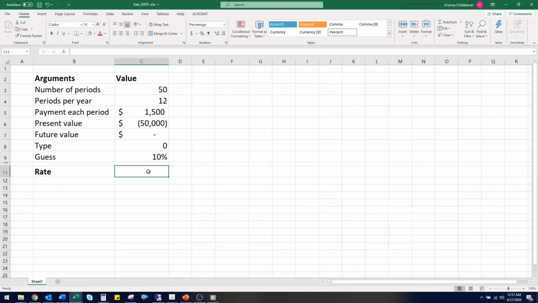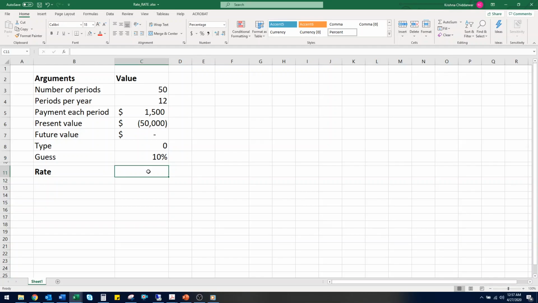The type of investment that I have described here has a present value of $50,000. So that's what you pay in, and in return you will receive 50 payments on a monthly basis. That is 12 per year of $1,500. Furthermore, the future value is zero, which means that there will be no money left in the investment at the end. So the question is, what is the interest rate for this investment?